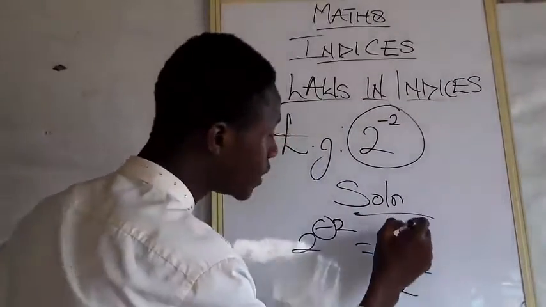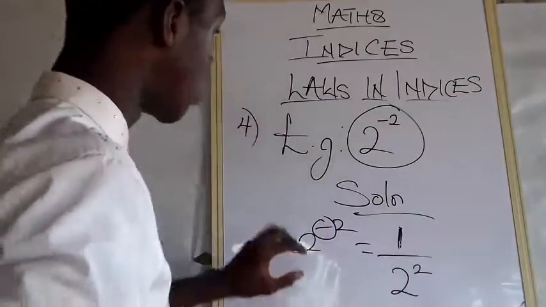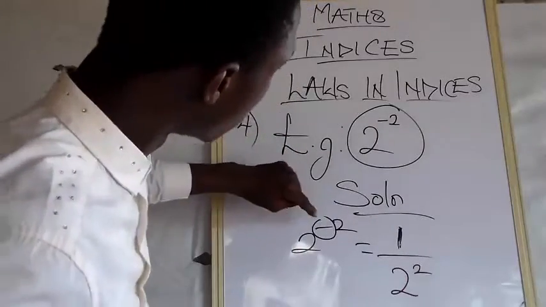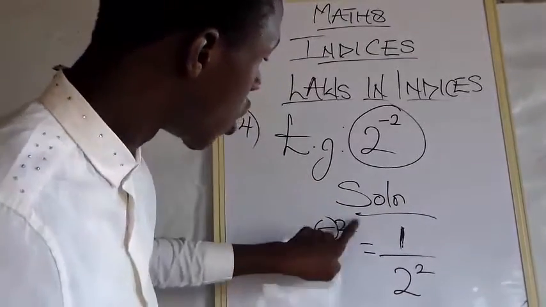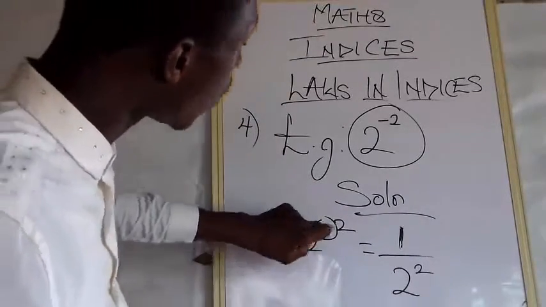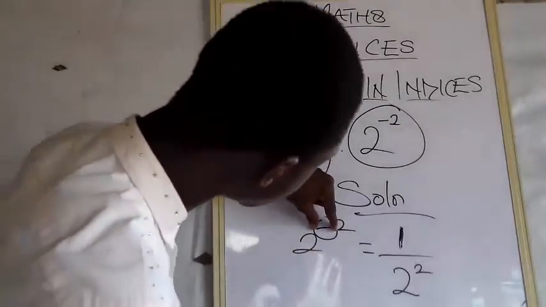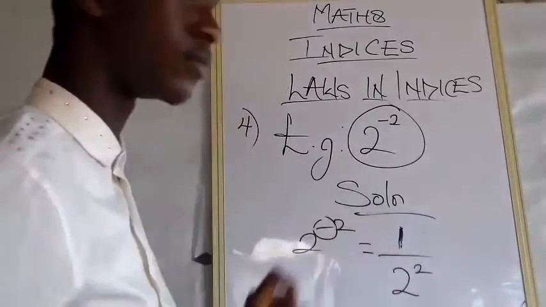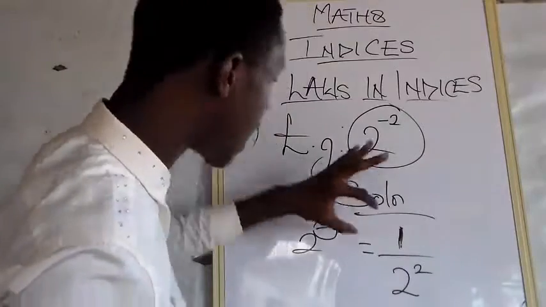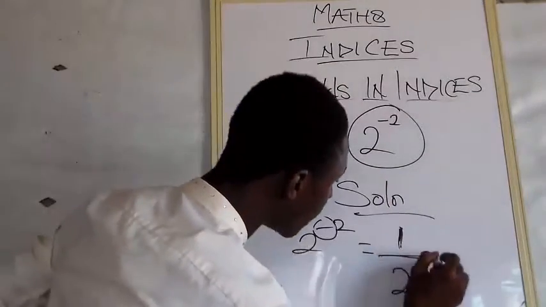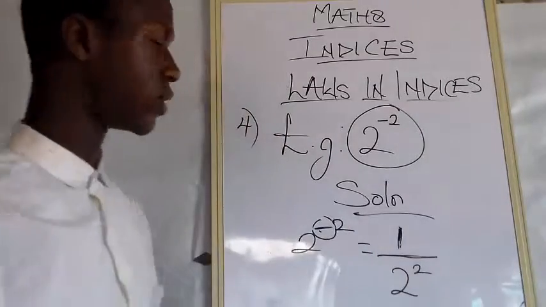Now, if you've gotten this, for you to remember, just put it like this. When you see a negative sign in an equation like this, put in mind that you are going to turn this negative sign to 1, like this. You understand? You turn this negative sign to 1 all over the equation without the negative sign.